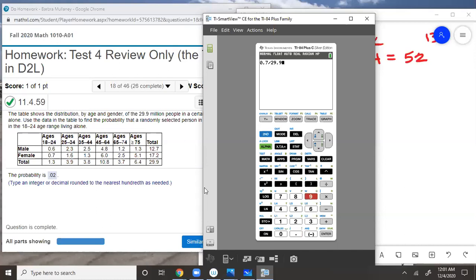Now they want this as a decimal rounded to the nearest hundredth. So it's 0.02.